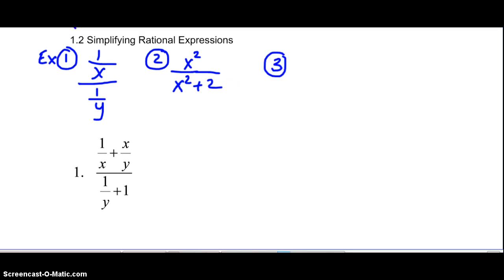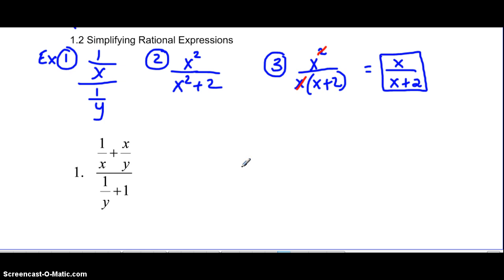Now it'll be different with problem 3 if we had x squared divided by x times x plus 2. Here we can cancel an x because x squared is x times x, and we have an x times x plus 2. So we can cancel one of these x's out with this x, and we'll be left with x over x plus 2. And again, these are terms, so this x cannot cancel with that x. So this is the simplified answer.